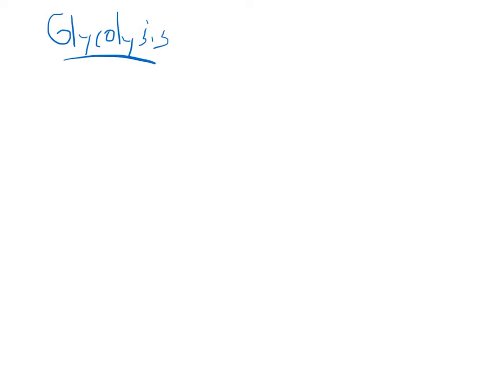So when we start with glycolysis, we first have glucose. Right, glucose is our substrate that we always start with. And glucose has 6 carbons. Now the whole point of glycolysis is essentially to split glucose into 2 3-carbon molecules that we called pyruvate.